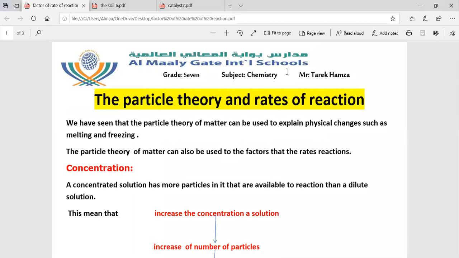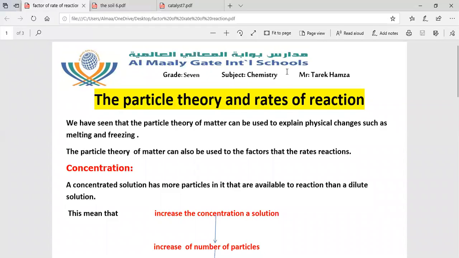We are going to have the last lesson in our syllabus today: the particle theory and rate of reaction.